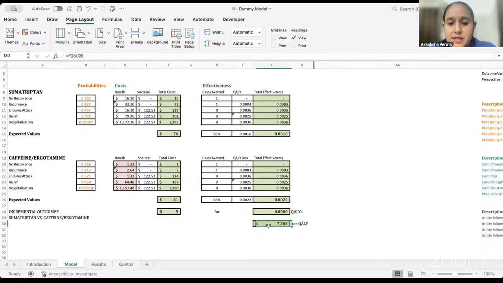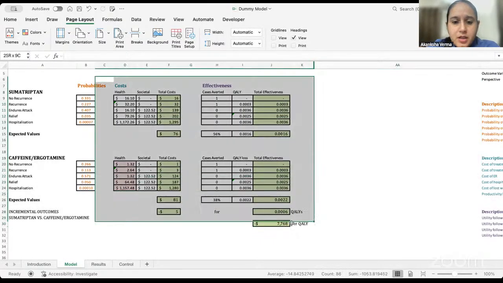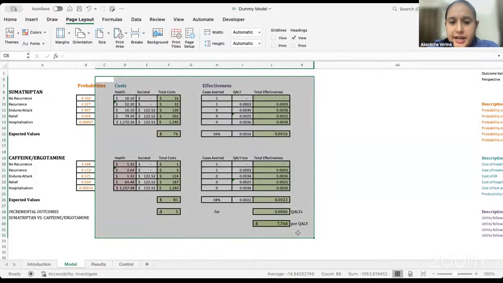So it shows that you are paying less with your intervention, so you're basically saving on money. You are saving $7,768 per QALY gain. You are paying less with your intervention. So this is what it shows. This is a very basic example, right?